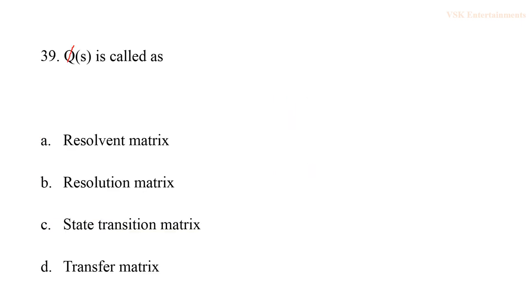Next bit is, pi of S is called as, options are resultant matrix, resolution matrix, state transition matrix, and transfer matrix. Here pi of S is given as pi of S is equal to (sI minus A) whole inverse. This is the formula of pi of S.